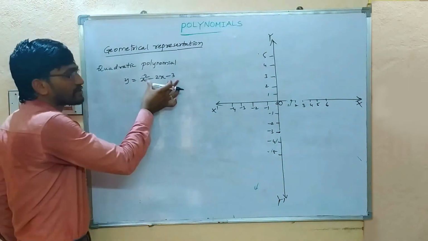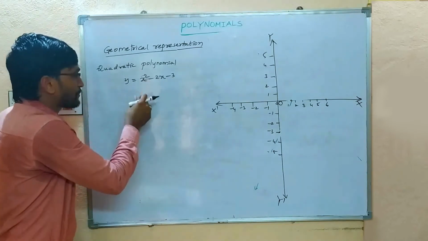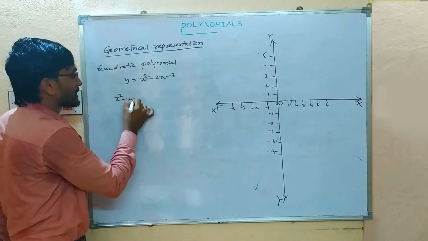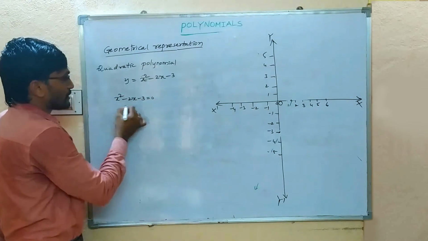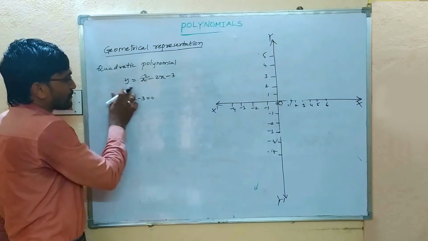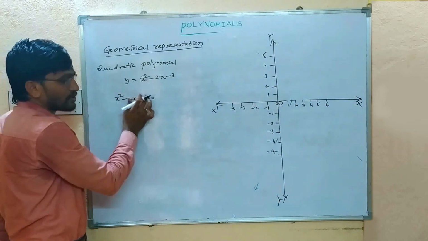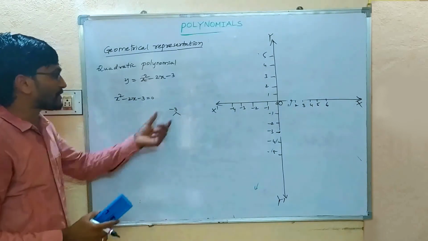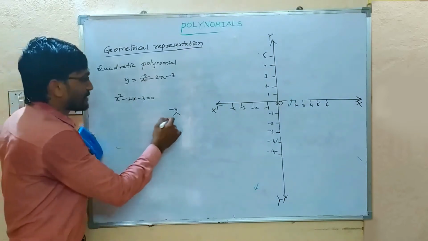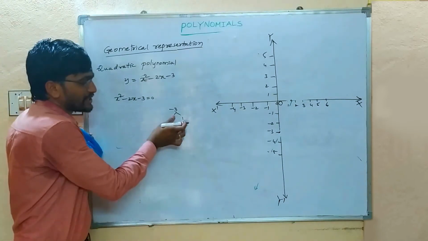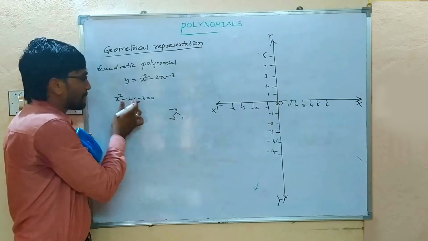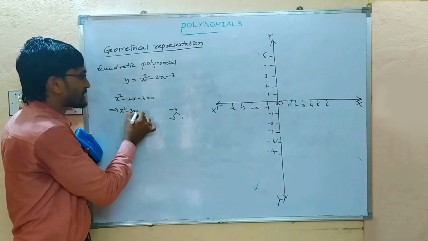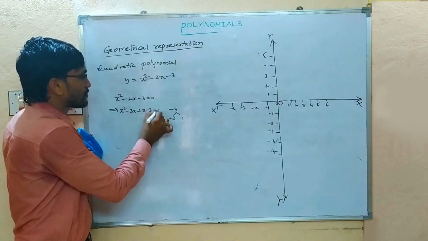How can we find the zeros of this polynomial? I already taught this previously. To find zeros, x square minus 2x minus 3 is equal to 0. Now take the x square coefficient and the constant term; the product is minus 3. Now split minus 3 into 2 factors whose sum must be minus 2. I write minus 3 into 1, which is minus 3, and minus 3 plus 1 is minus 2. So this is x square minus 3x plus x minus 3 is equal to 0.